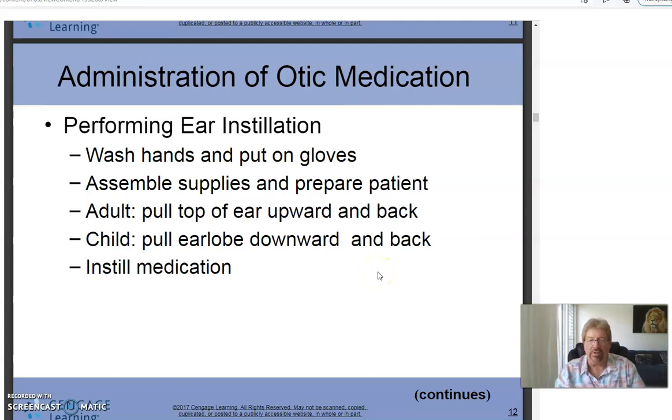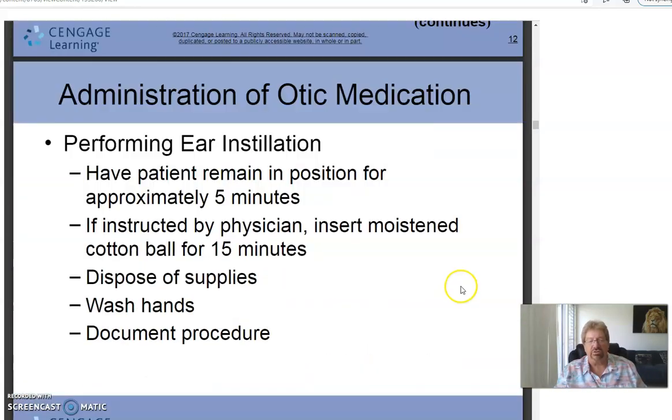Okay, how to perform an ear instillation. Wash hands, put on gloves. Assemble supplies, prepare patient. Adult: pull top of the ear upward and back. Child: pull down and back. Why? You have to straighten out the ear canal, guys. If you take an otoscope and you look in the ear, you can only see a little ways and then it goes around a curve. On an adult, by pulling the ear up and out, it straightens the canal out and you can see all the way to the eardrum. But in small children, I believe it's 2 and below, you have to pull down. The canal changes its route as you age. That's the reason. And then instill medication.